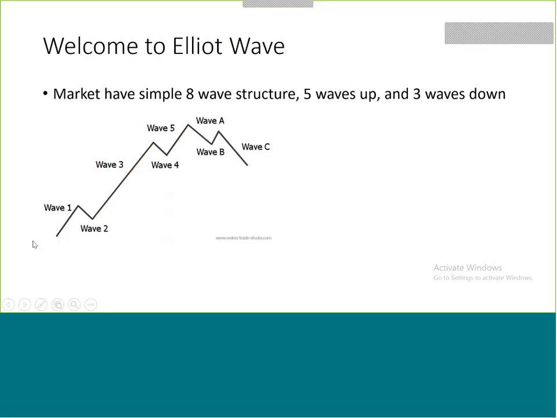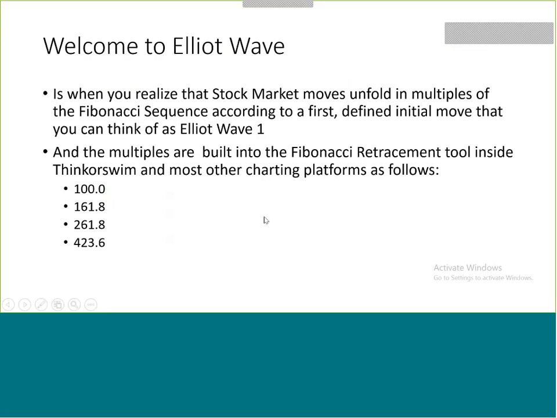You don't need to know a lot about Elliott wave for the FibLines, but you do need to know that the only rule that's really important for FibLines is wave 1 has to have some type of pullback after it, right here. So it turns out Elliott wave's not really that useful for predicting the stock market because there's just so many different ways to interpret it. But it is very helpful for the FibLines indicator. So the aha moment, when you really realize what it's about, is that you realize the stock market unfolds in multiples of the Fibonacci sequence according to a first defined move that you can think of as Elliott wave 1.